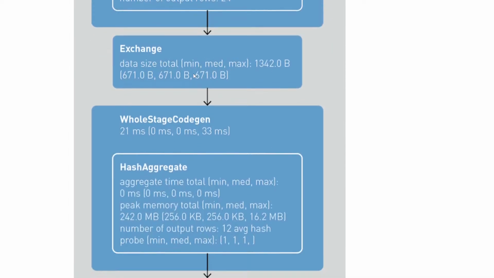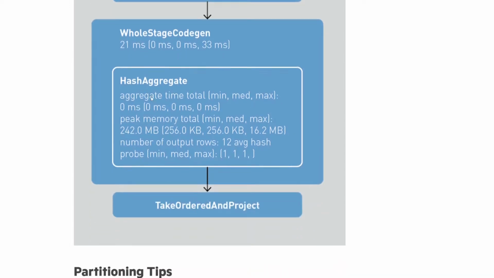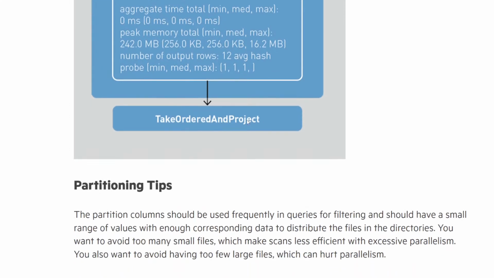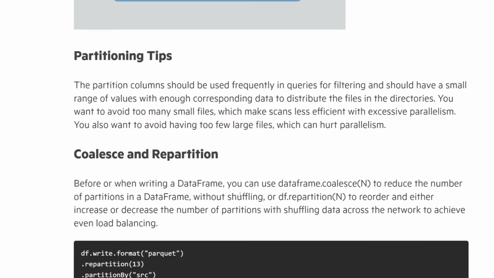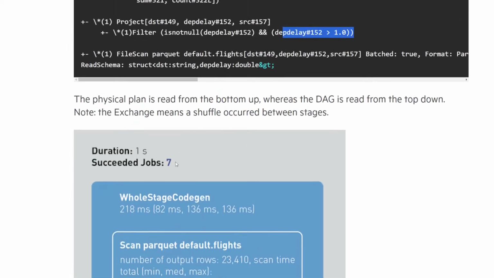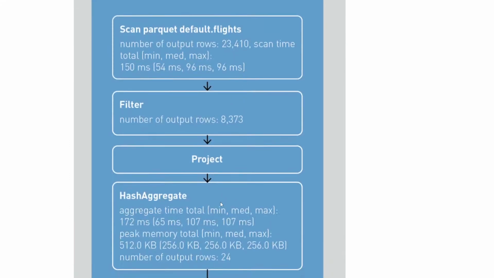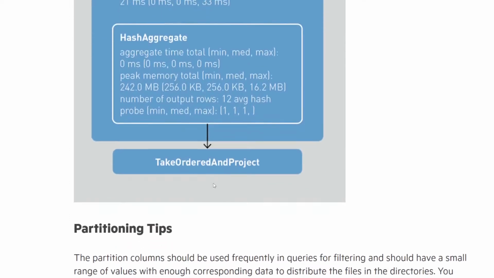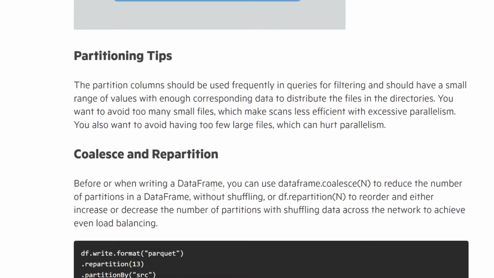And then it does an exchange, and that is 1 KB of exchange it does. And then there's a hash aggregate which calculates the average, and then takes our order and projects it. So here is where it gets ordered again. So if you look at this, it took a total of 1 second, and then there are 7 jobs that got submitted. 1, 2, 3, 4, 5, 6, 7.